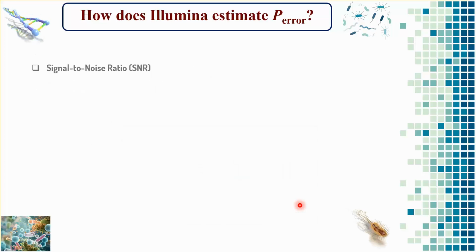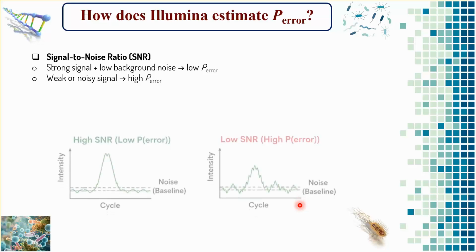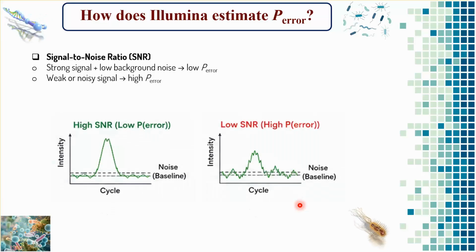Next factor, signal to noise ratio. If the signal is strong and the background noise is low, then the base call is reliable and probability of error is low, as we can see here. But if signal is weak or noisy, then the probability of error increases.